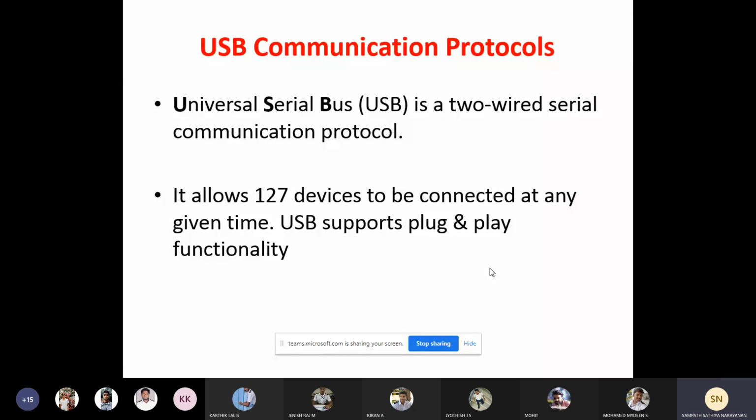And USB supports plug and play functionality. What is plug and play is it derives the current from the host device itself. Once it is inserted, it can be detected on its own because it will have a device driver routine, or we call it a host controller. It automatically configures and is ready for communication instantly.